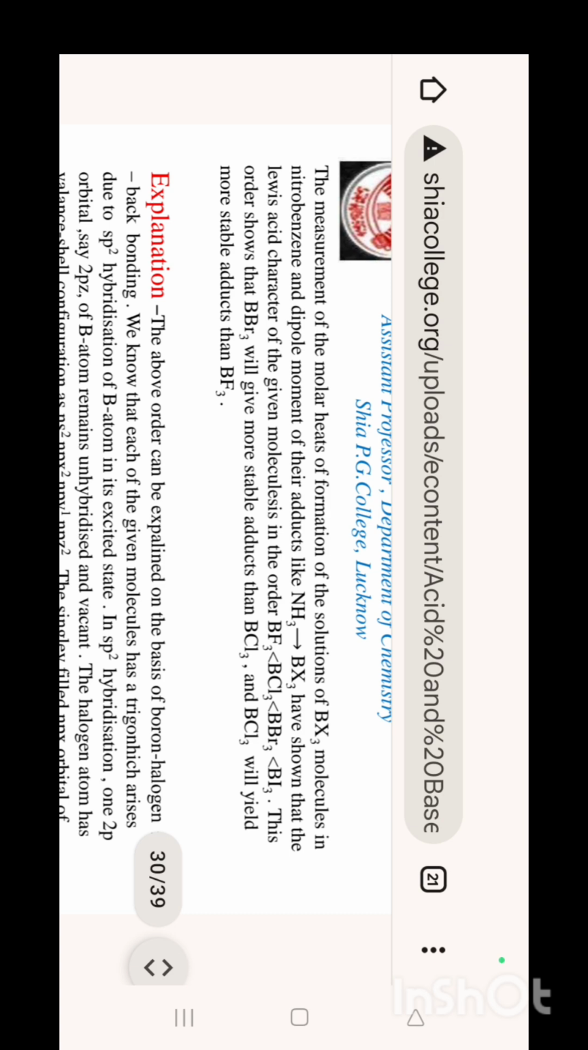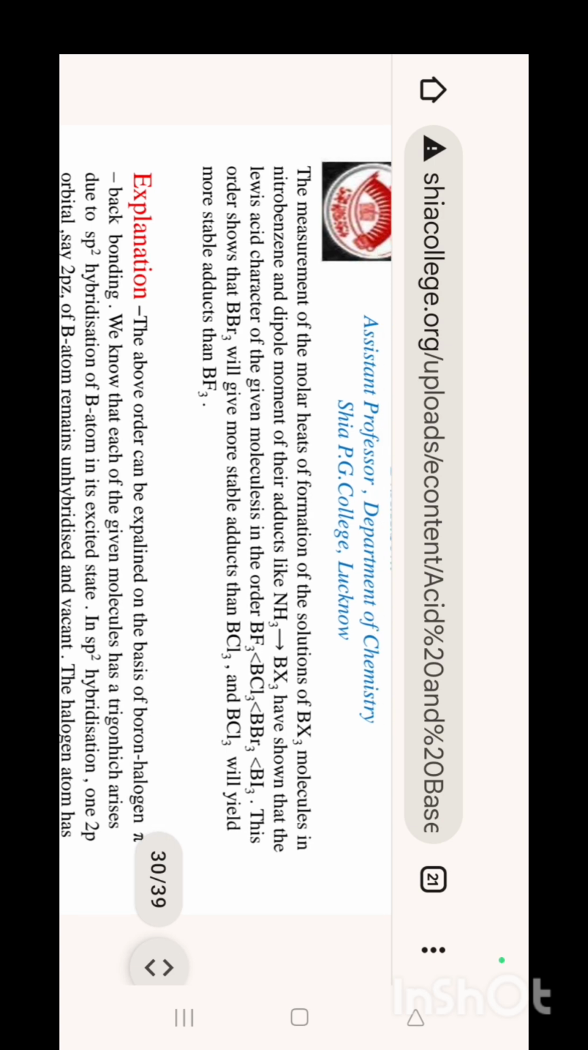The measurement of molar heat of formation of the solution of BX3 molecule in nitrobenzene and dipole moment of the adduct NH3BX3 has shown that the Lewis acid character of the given molecules is in the order BF3 less than BCl3, BCl3 less than BBr3, and BBr3 greater than BI3. This order shows that BBr3 will give more stable adducts than BCl3, and BCl3 will yield more stable adducts than BF3.